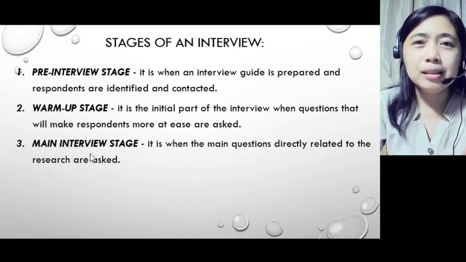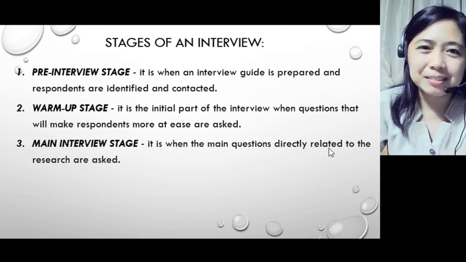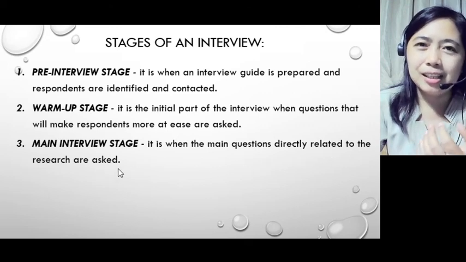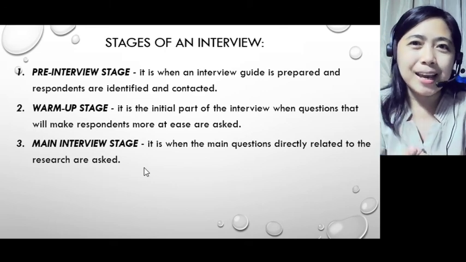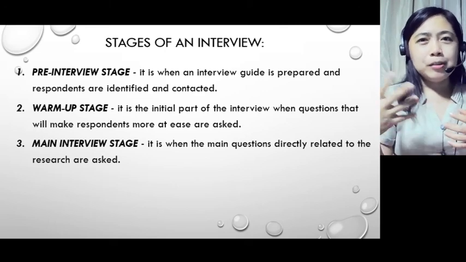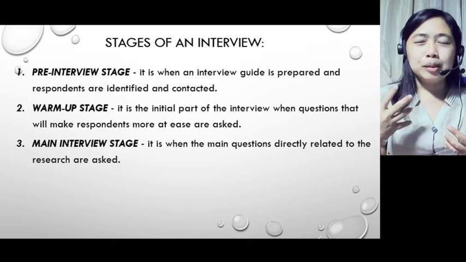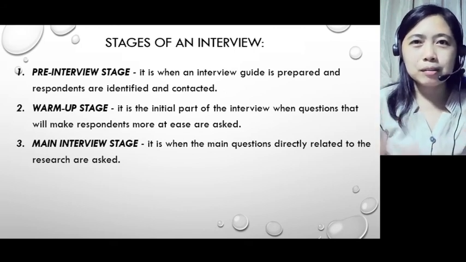Main interview stage. It is when the main questions directly related to the research are asked. So I will go ahead if you feel that the person you are interviewing is already comfortable.